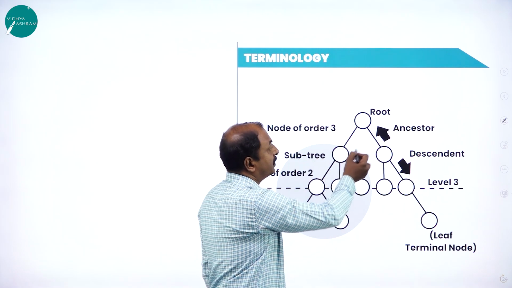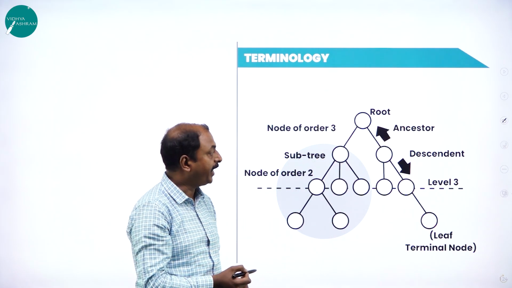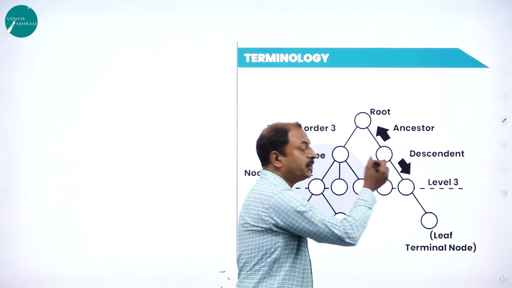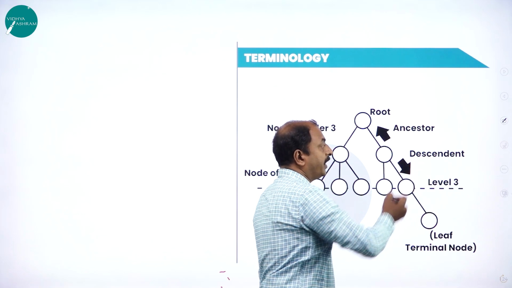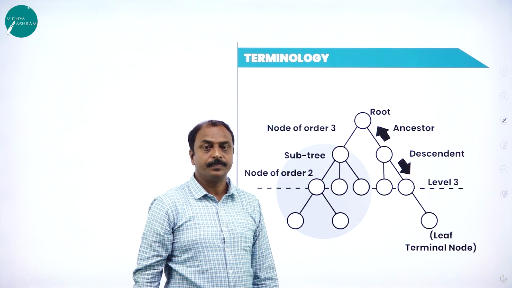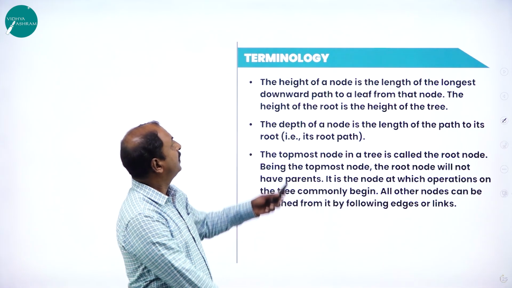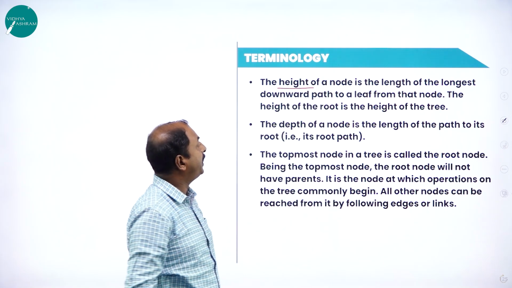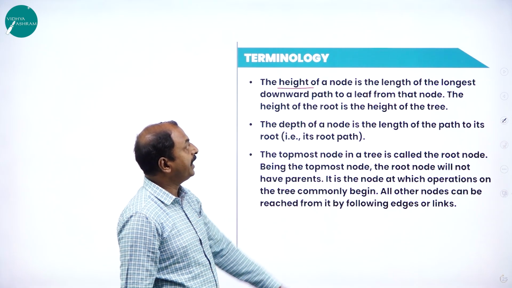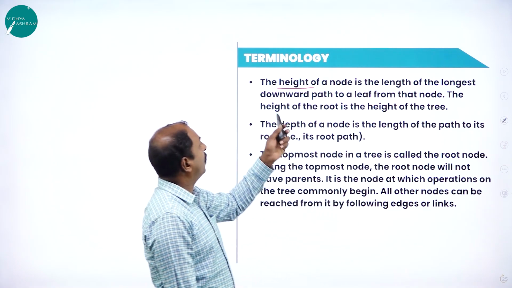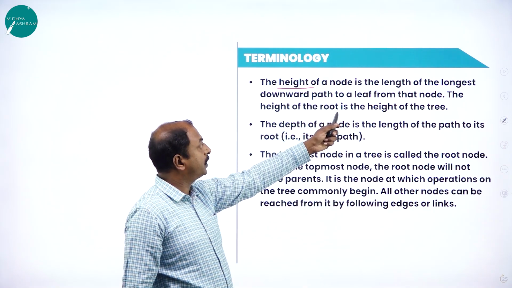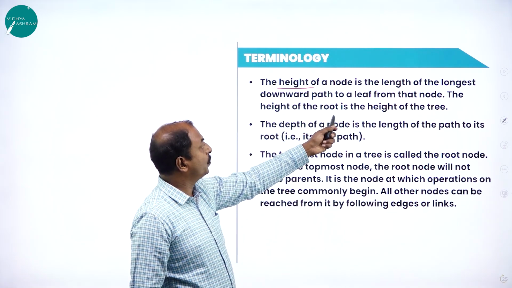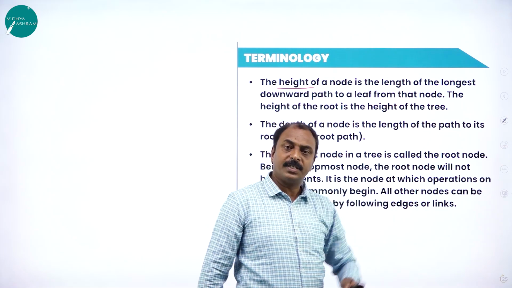So parent node is also known as ancestor node, and for this parent, we have these two children. These are called descendant nodes. Next definition is the height of a node. The height of a node is the length of the longest downward path to a leaf from that node. The height of the root is the height of the tree.